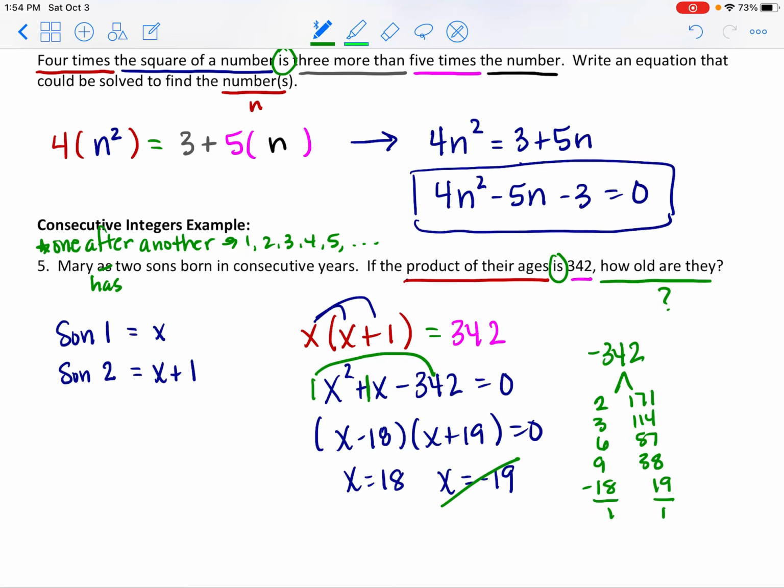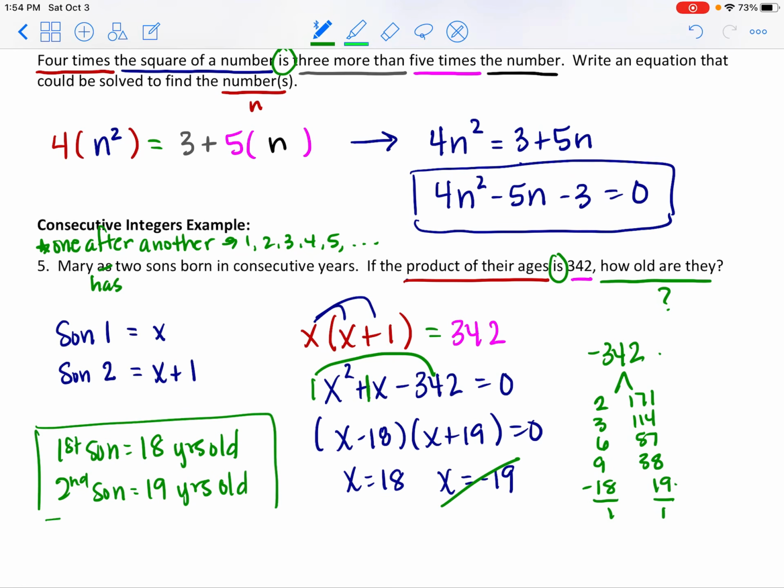So son 1, the first son, is 18 years old, and the next son is 19 years old. And 18 times 19, we saw that here, does give us a product of 342. Those are her sons' ages.